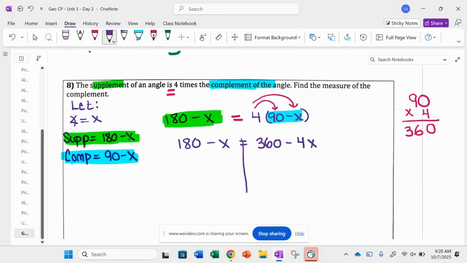Now, do you see how we have x's on different sides of the equal sign? I have to bring it to the same side. So I'm going to add the 4x over to bring them to the same side.